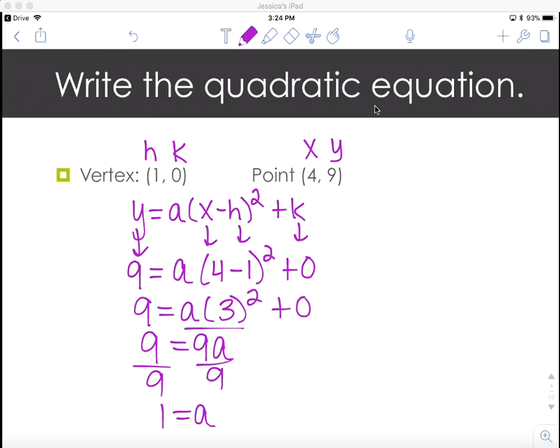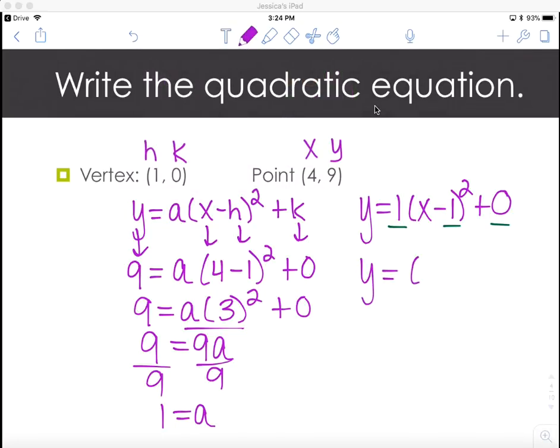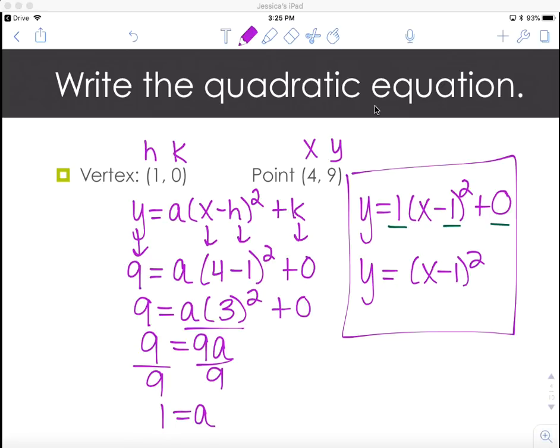Your final answer needs to be an equation, and it's going to look something like this. Y equals, plugging in 1 for a, plugging in 1 for h, plugging in 0 for k. You're always going to plug in values for a, h, and k. You could also write this equation as just x minus 1 squared, because the 1 in front and the 0 really aren't going to change anything. Either option here would work.